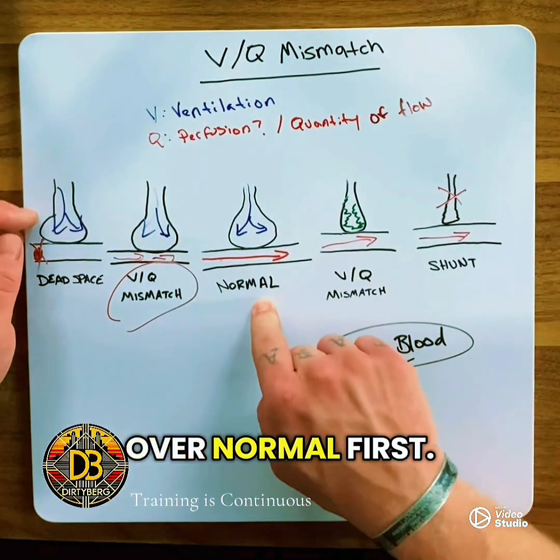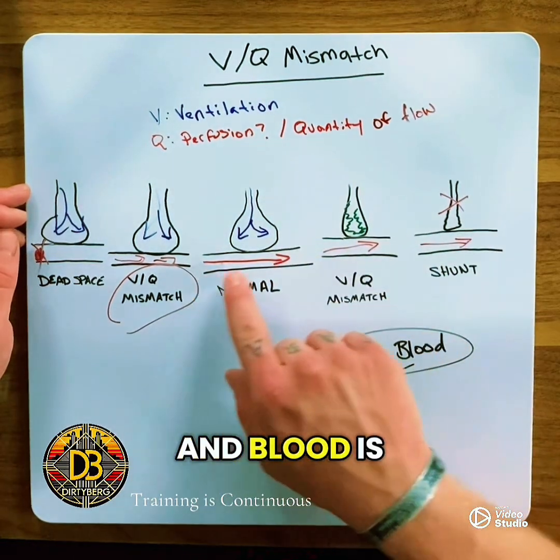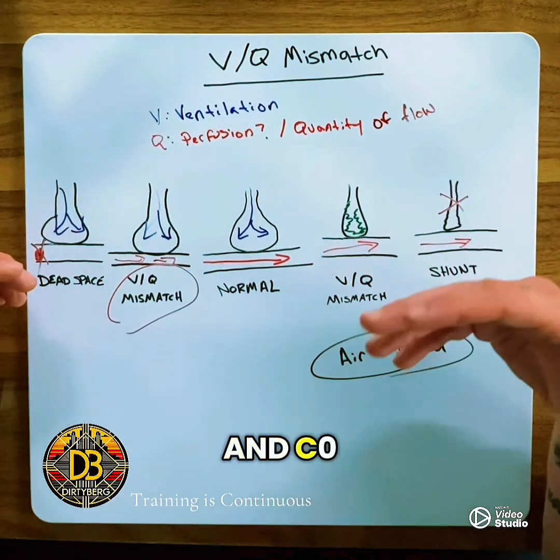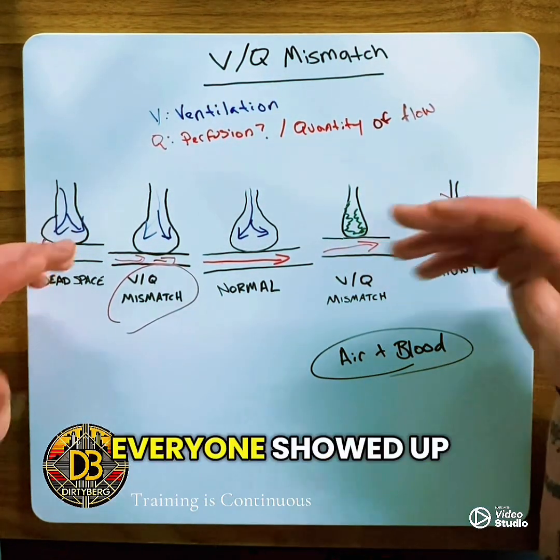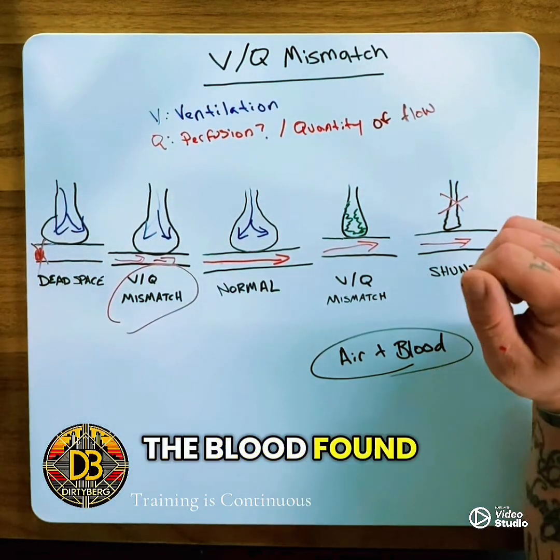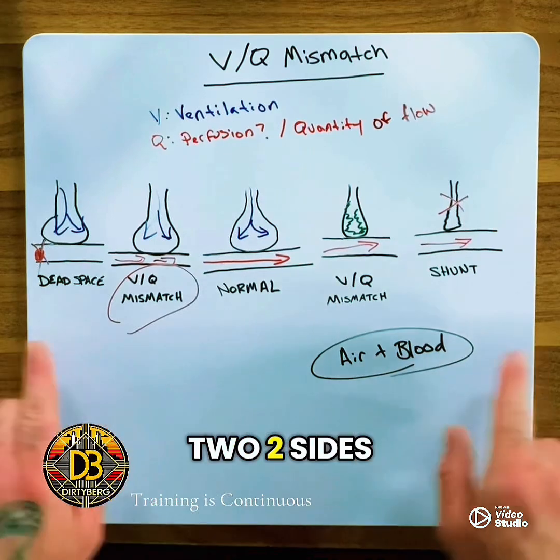So we'll go over normal first. Air is entering the alveolus and blood is flowing through the capillary. Oxygen is moving into the blood and CO2 is moving into the alveolus. Everyone showed up for work. Life is good. The air found blood, the blood found air. We're satting well, great.